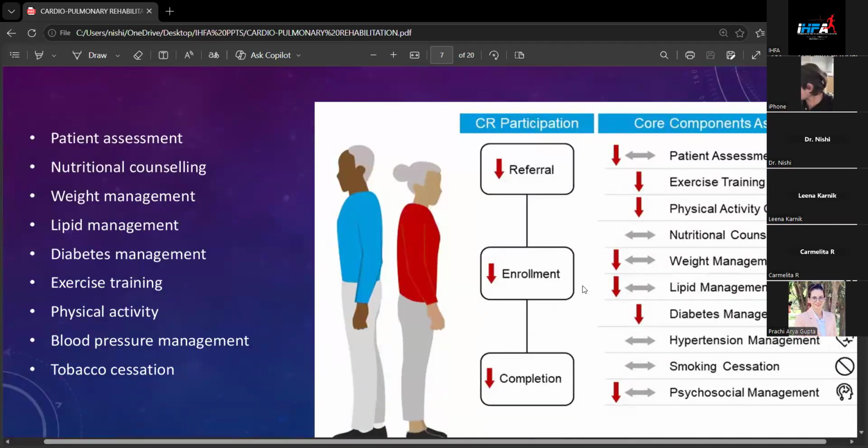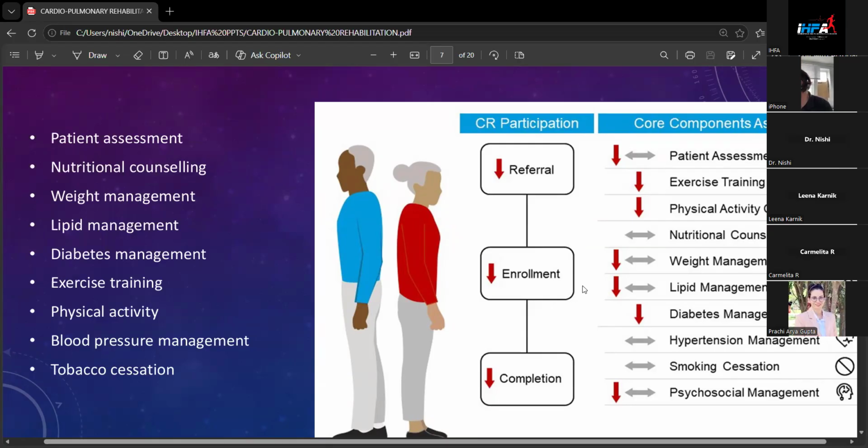So there is a set of core components of cardiac rehabilitation. First is patient assessment, second is nutritional counseling, third is weight management, then lipid management, diabetes management, exercise training, physical activity, blood pressure management, and tobacco cessation. As physiotherapists and occupational therapists, our main aim is exercise training and physical activity. So don't think that cardiac rehabilitation is only exercise. It has so many components which have to be addressed and looked into. We have to speak with all the team members to decide the program.